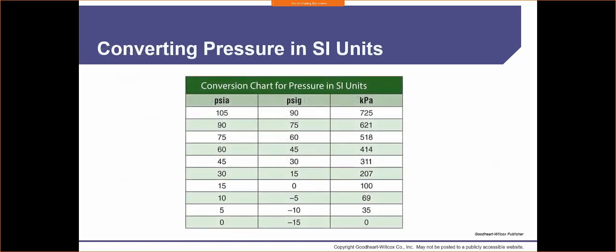So just a little quickie here, converting PSI to kilopascals. The other thing too here is we've got PSIA. So PSIA stands for pounds per square inch absolute. Okay. We then have PSIG, which is pounds per square inch gauge.